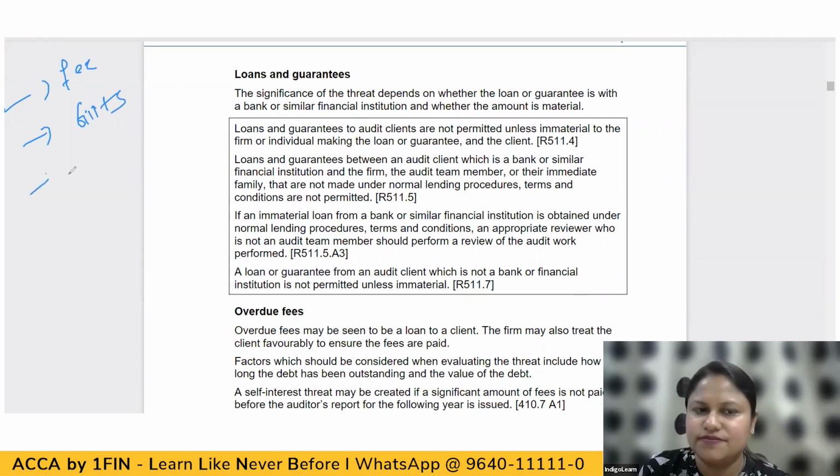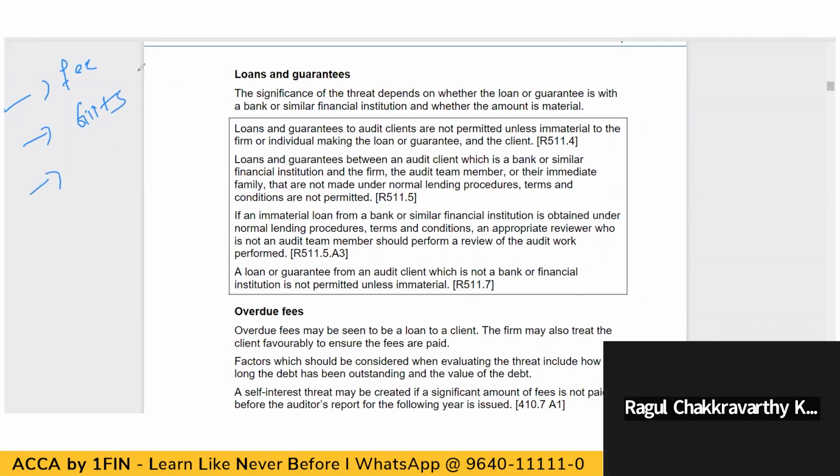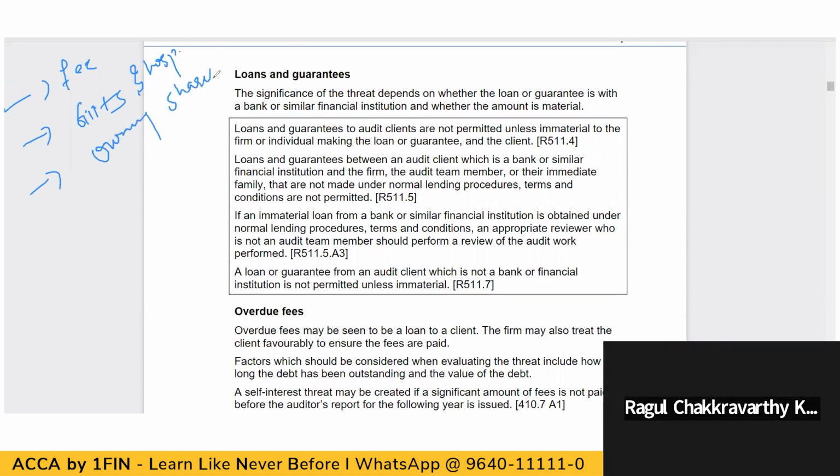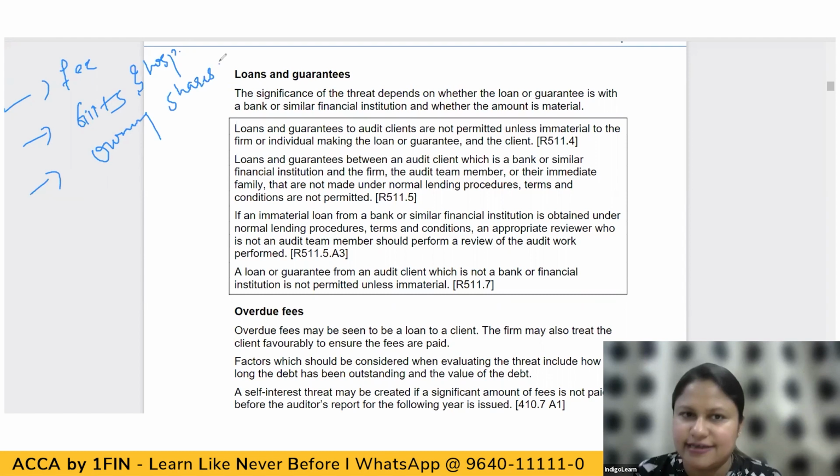Then we saw hospitality. Gifts and hospitality, and interest. The other is share investment. Okay, owning shares. Yeah, owning shares, or any kind of financial interest. Financial interest. Got it? Then it comes to loans and guarantees.